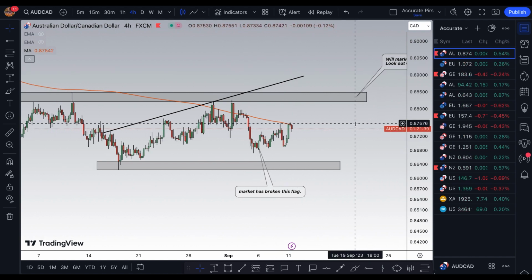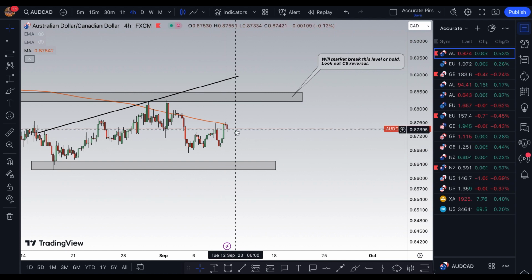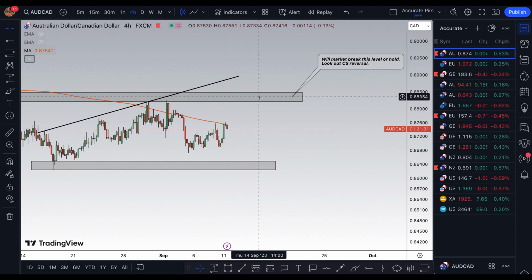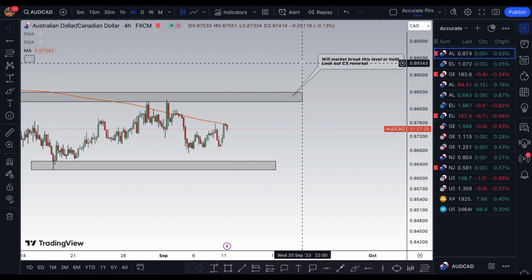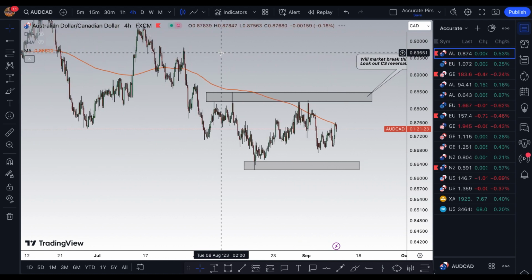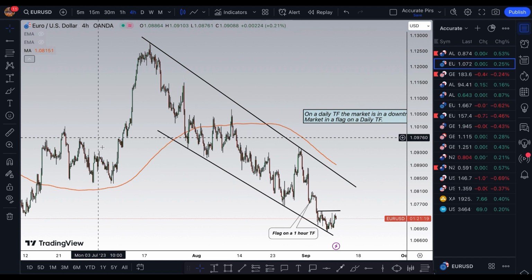So with AUD CAD right now, it's going to be a waiting game. I'm literally going to wait to see if the market is going to break, and how it reacts around this resistance level or support level. So that's it for AUD CAD. We're going to get rid of this line as well. So AUD CAD is a waiting game. Let's move on to Euro USD.